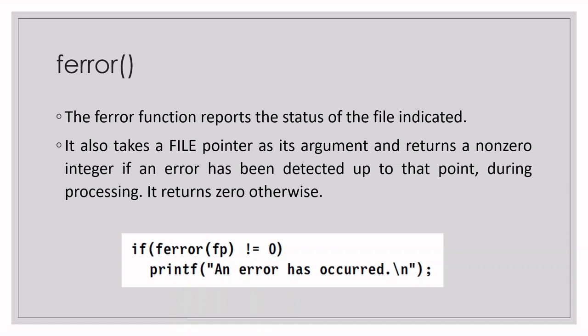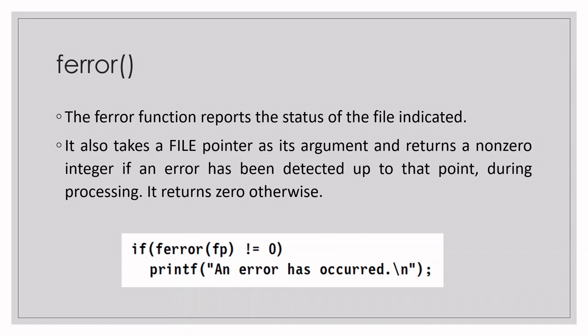Second function is the ferror function. It reports the status of the file indicated. So here it directly shows if an error has occurred or not. Returning a non-zero value means that there is an error. If it returns 0, that means there is no error. Similar to feof, you can check here also: if ferror(fp) is not equal to 0, that means a non-zero value, an error has occurred. Non-zero value shows that there is an error. Zero value shows that there is no error.